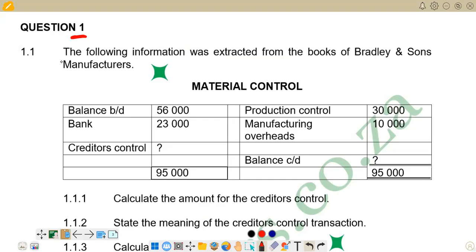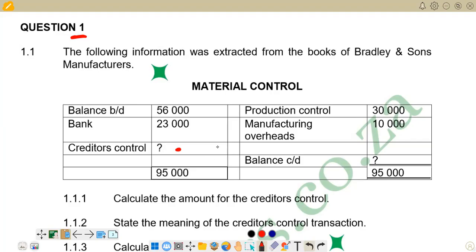The first question, which is 1.1, reads that the following information was extracted from the books of Bradley and Sons Manufacturers. Then we're given a material control account. Beneath it, on 1.1.1, we are asked to calculate the amount for creditors control. You would see that the figure for creditors control is missing, and that is the figure being asked. So how can we find this figure?